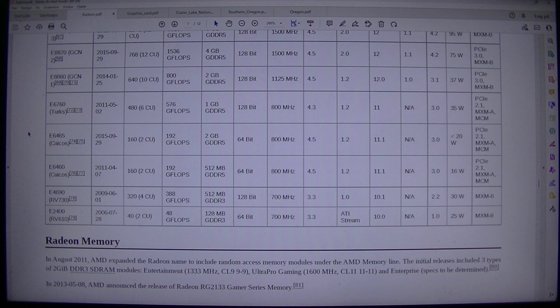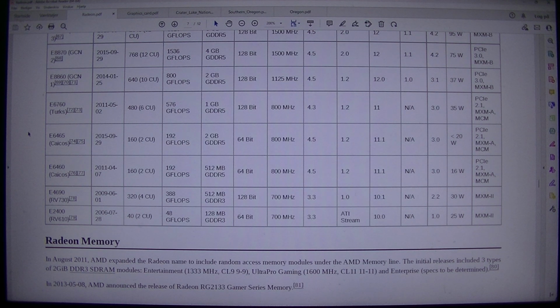Radeon memory. In August 2011, AMD expanded the Radeon name to include random access memory modules under the AMD Memory line. The initial releases included 3 types of 2 GB DDR3 DRAM modules: Entertainment, 1333 MHz, CL9; Ultra Pro Gaming, 1600 MHz, CL11; and Enterprise, specs to be determined.